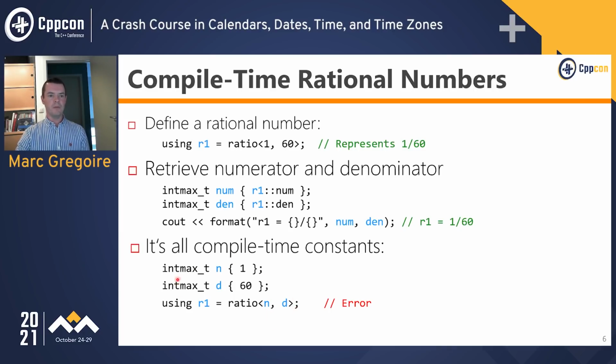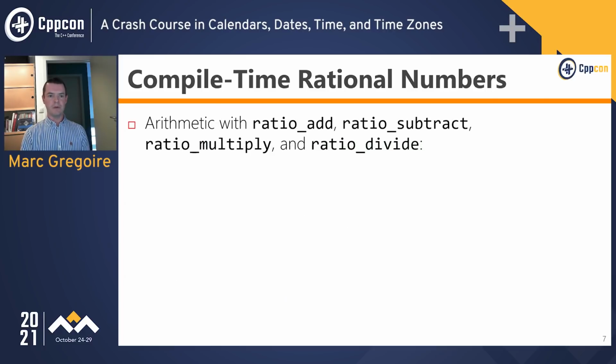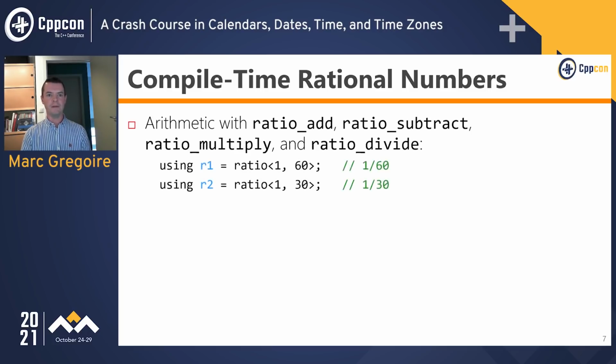If I would like to make a ratio with the numerator n and denominator d, but define these as non-constants, then you will get a compilation error because everything needs to be done at compile time. Still, it is possible to do arithmetic with these rational numbers. Again, everything is happening at compile time, so you cannot use the standard arithmetic operators. Instead, you need to use special templates like ratio_add, ratio_subtract, ratio_multiply, and ratio_divide.